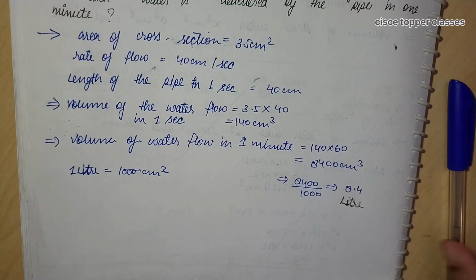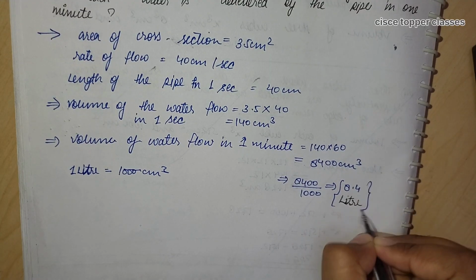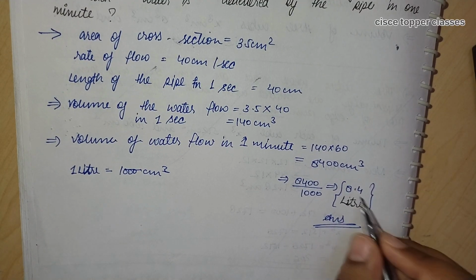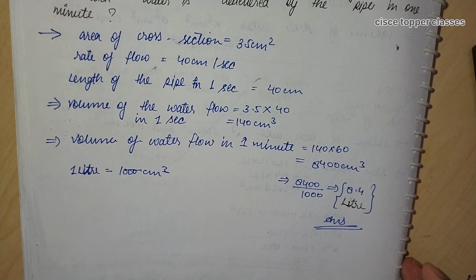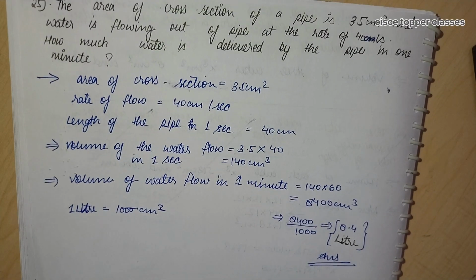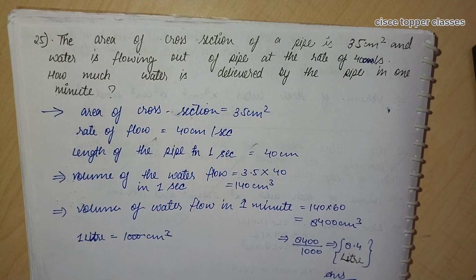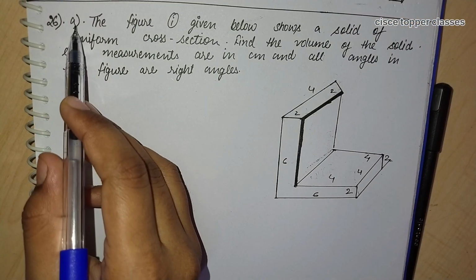So this is liter here. So this is the answer of this question. 8.4 liter is the water which is delivered by the pipe in 1 minute. And this is the solution of this 25th question here. Now let us solve here 26 first part.